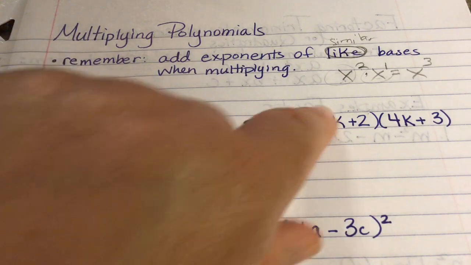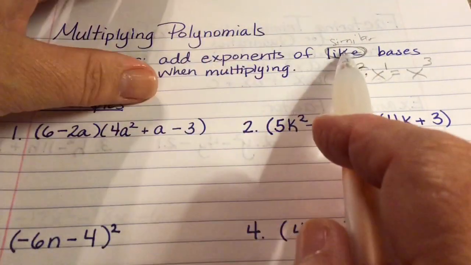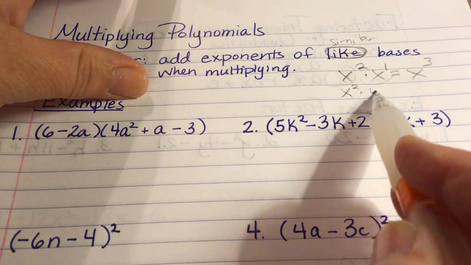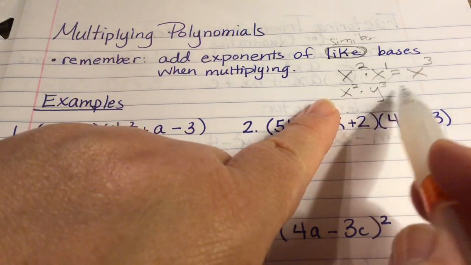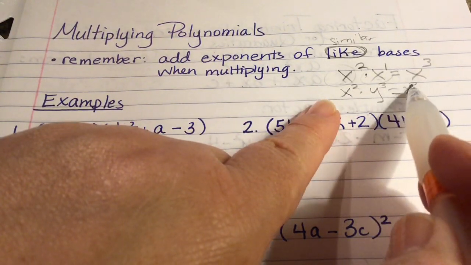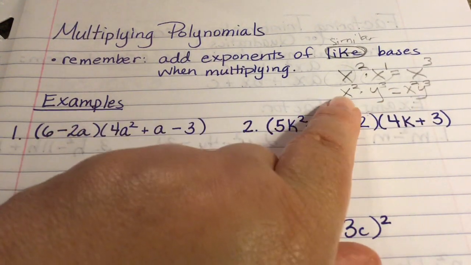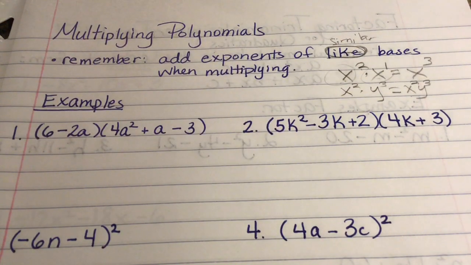So remember, what I was thinking about when I said like is, you can't multiply x to the second times y to the third and get xy to the fifth. That would just be x to the second, y to the third. You don't change the exponents because these two bases aren't like or similar to one another. It has to be the same letter in order to add the exponents.